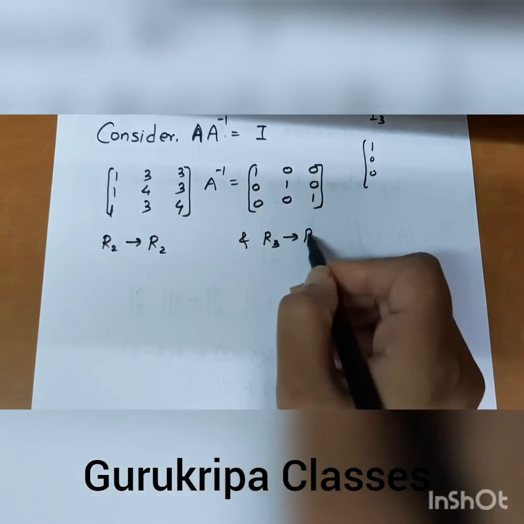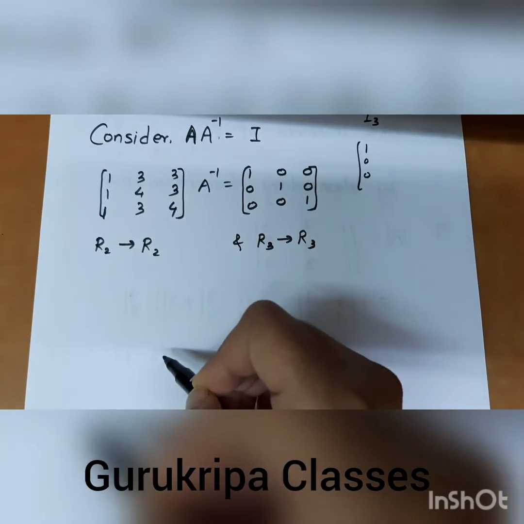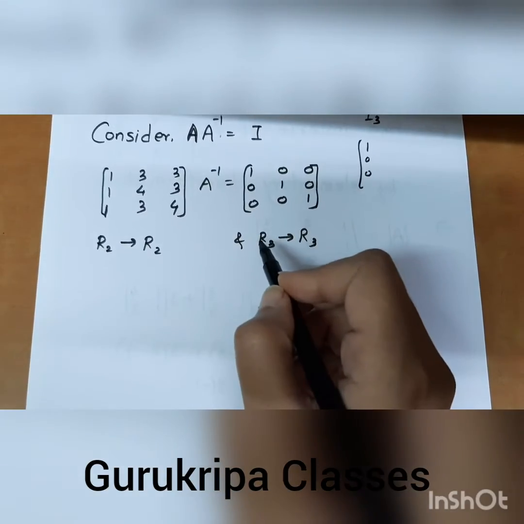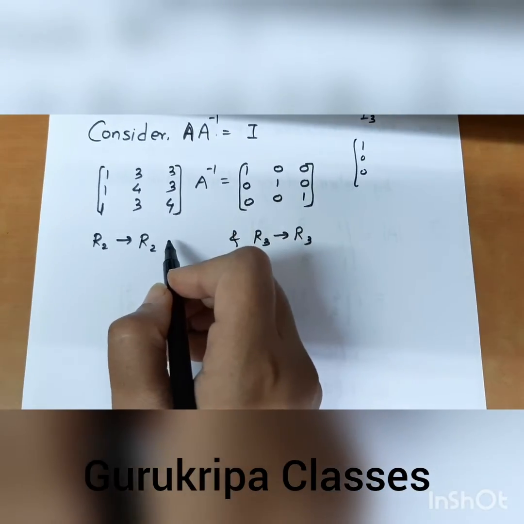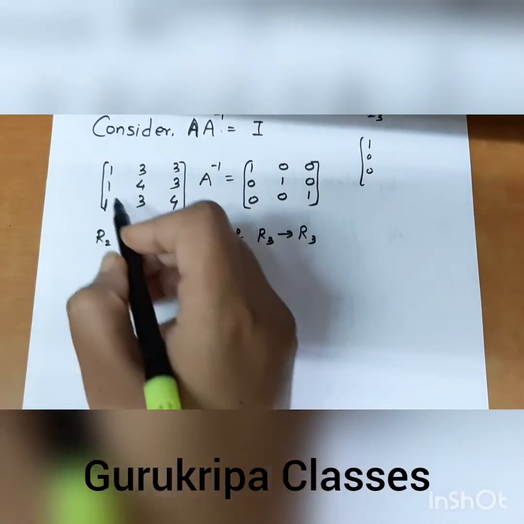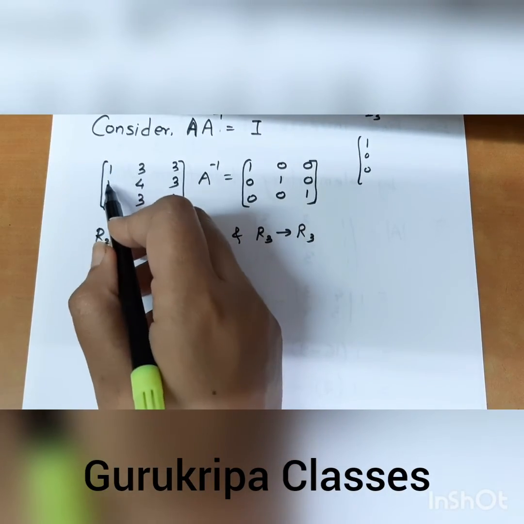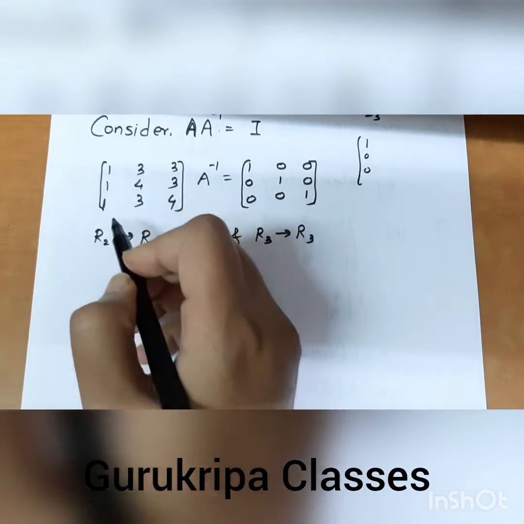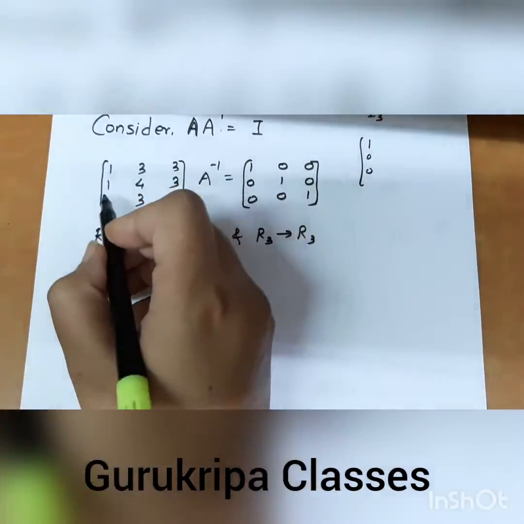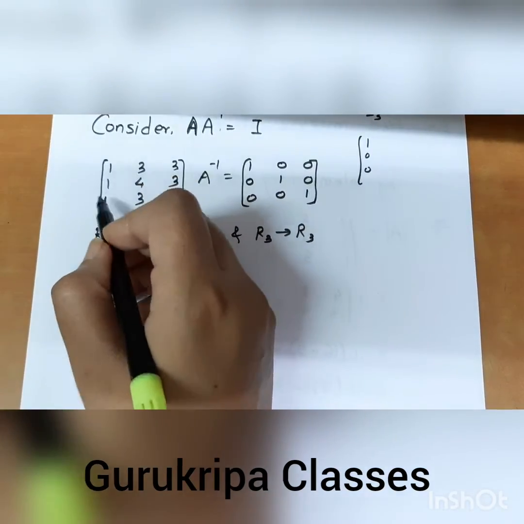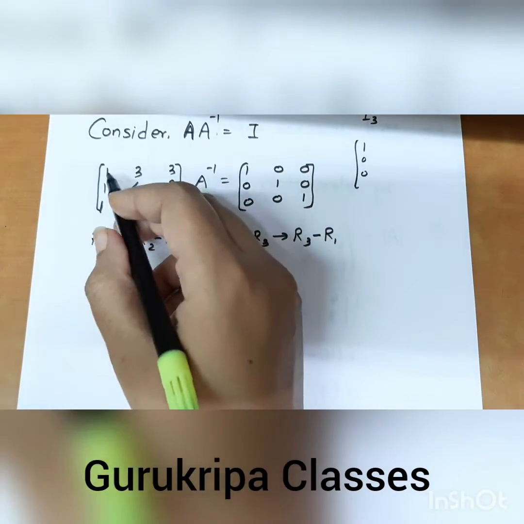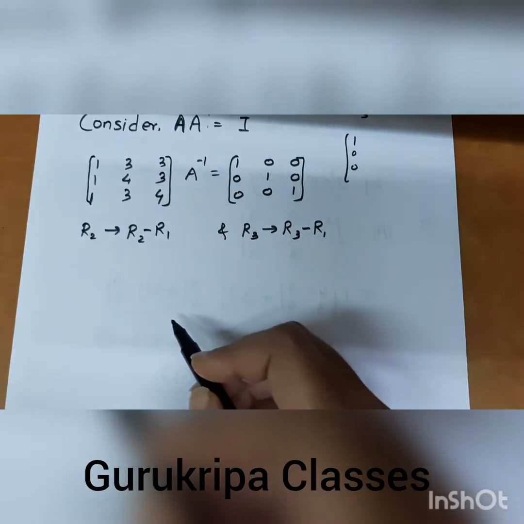We can take these operations separately in two procedures, or we can take these two together. Whichever is convenient for you, you can do it. R2 minus, which element do I have to take here? 1 minus 1, this element will become 0. So R2 minus R1. Similarly, this is 1 and 1 minus 1 will be 0. So R3 minus R1. R2 minus R1 and R3 minus R1.